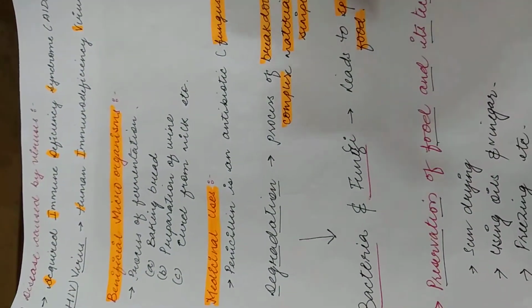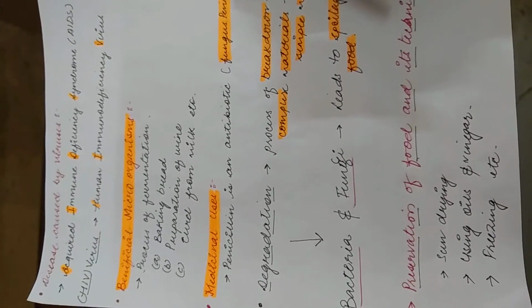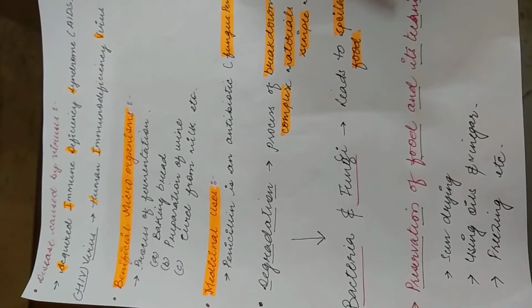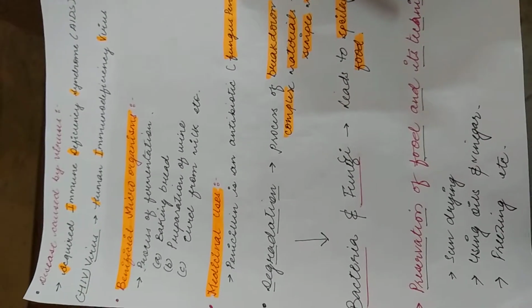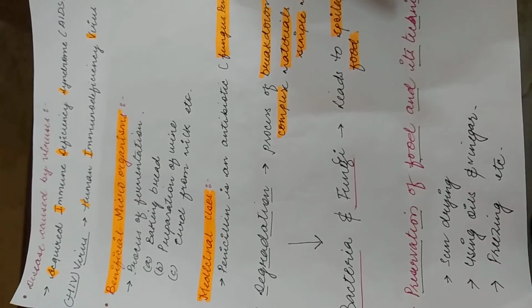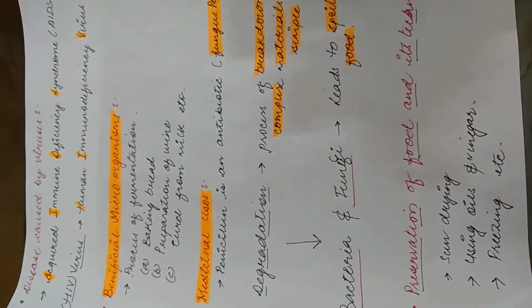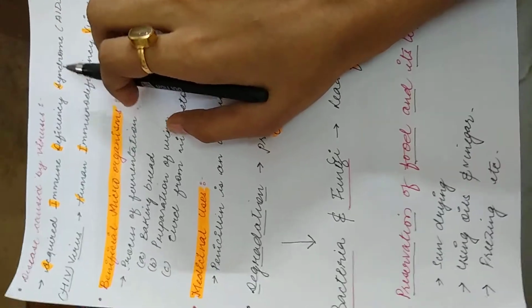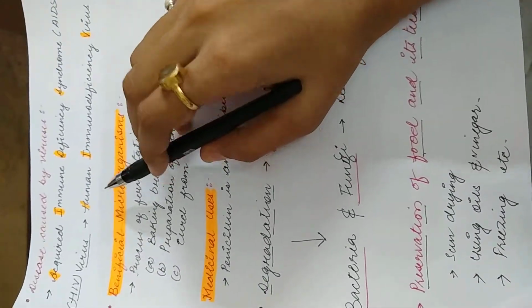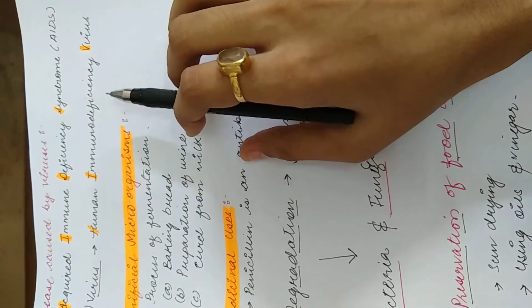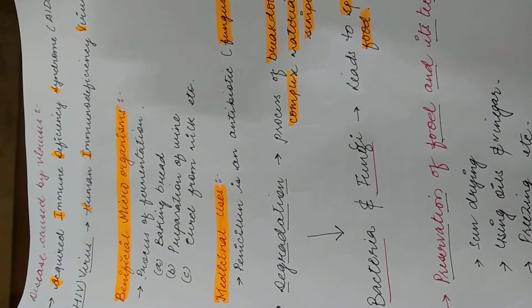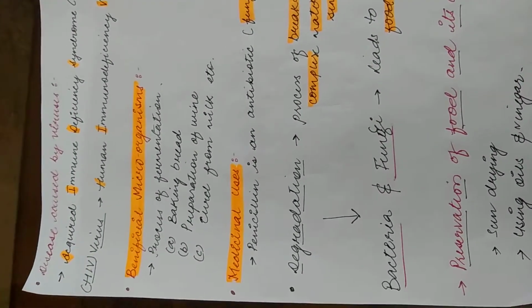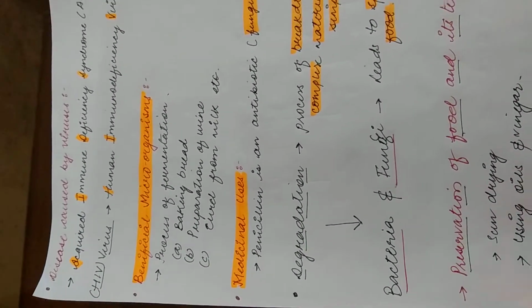Then we'll move towards the virus causing diseases. When it comes to virus causing diseases, they are very serious diseases which cannot be easily cured, or which are actually incurable in nature. One of them is acquired immune deficiency syndrome, that is AIDS, which is caused by the human immunodeficiency virus, HIV, right? This is a very incurable disease caused by viruses.